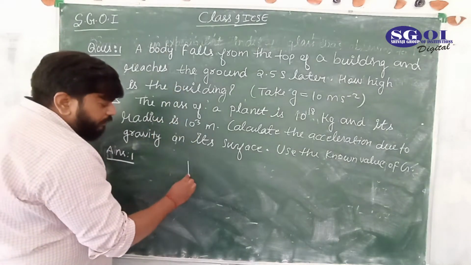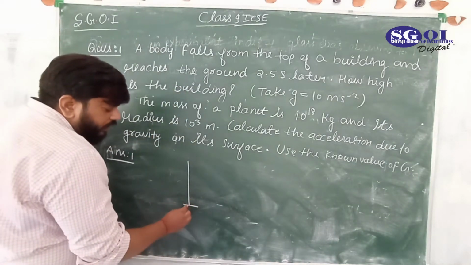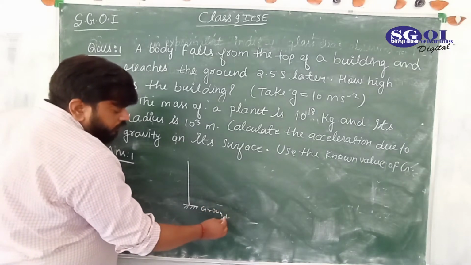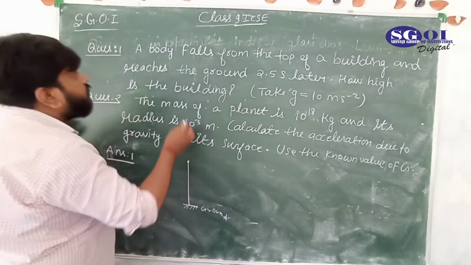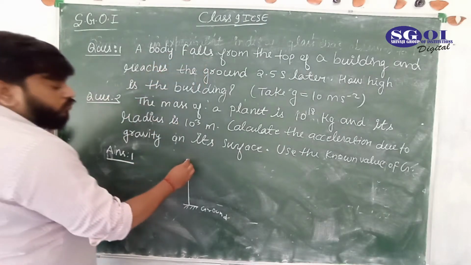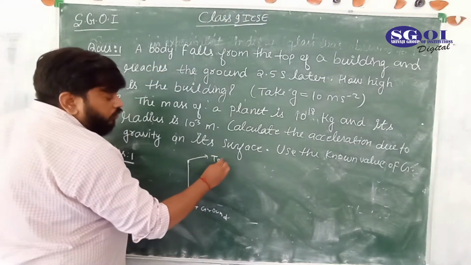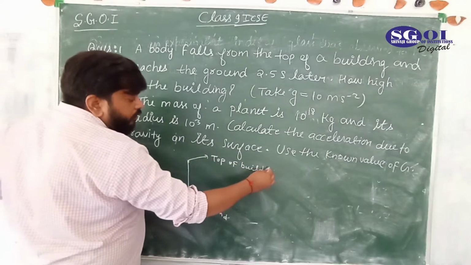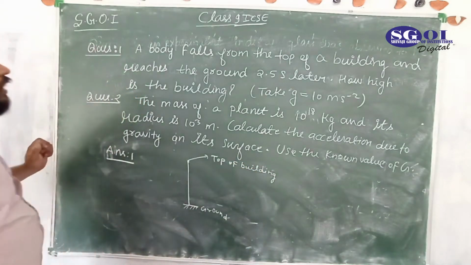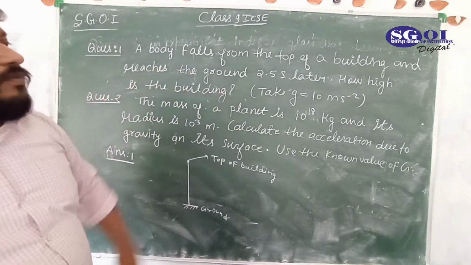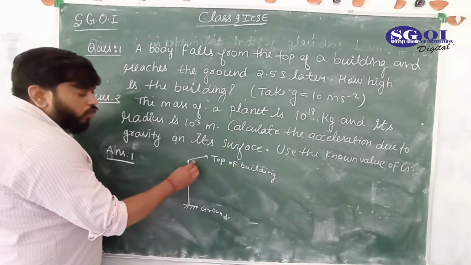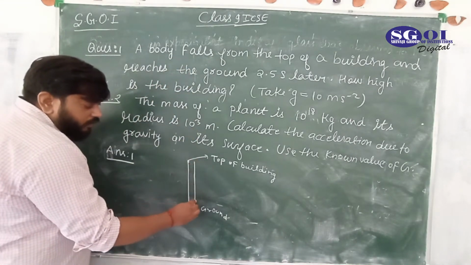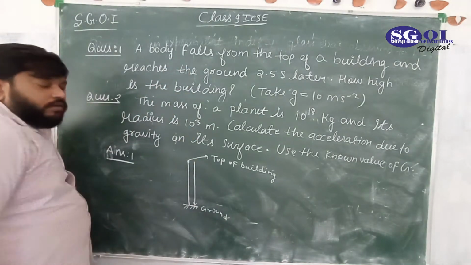So suppose this is a building and this is the ground, and this is the top of the building. A body falls from the top of the building and reaches the ground 2.5 seconds later. A body is dropped from here. A body falls. It is coming towards the ground.